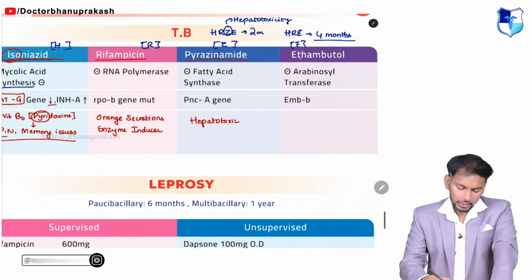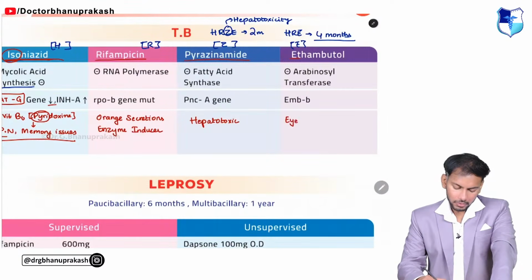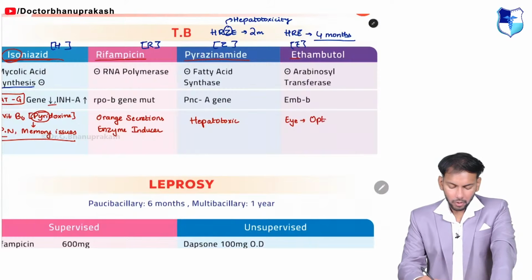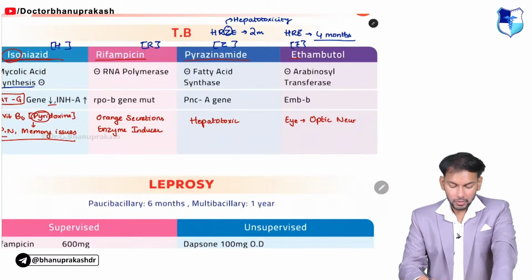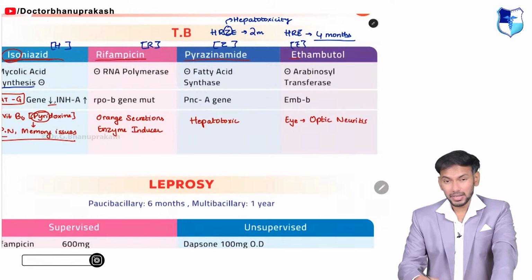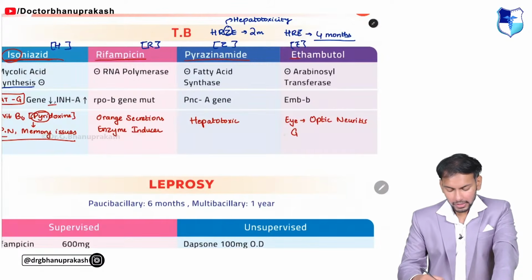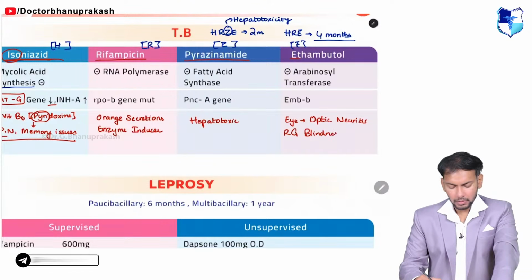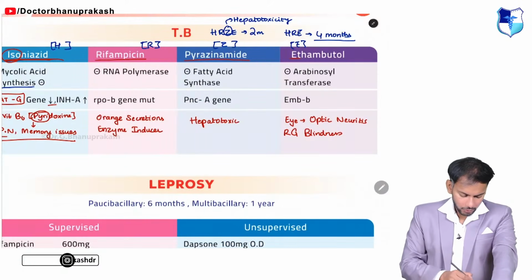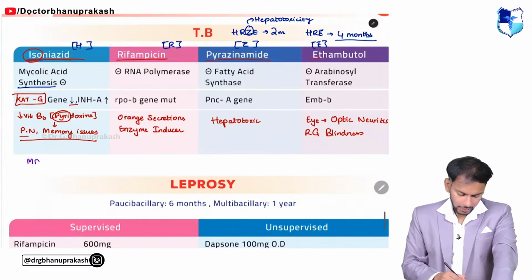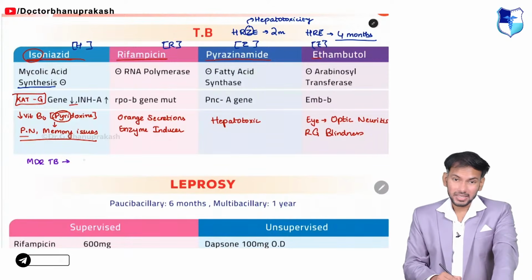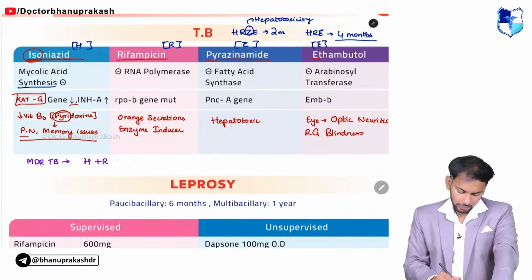Now, ethambutol, E for E, it will cause eye problems. That means it might cause optic neuritis. It will also cause color blindness. Which color blindness will it cause? It will cause red-green color blindness. That's all. Now, there is something known as MDR-TB. MDR-TB means multi-drug resistant TB. Here, the person is resistant to both isoniazid and rifampicin.